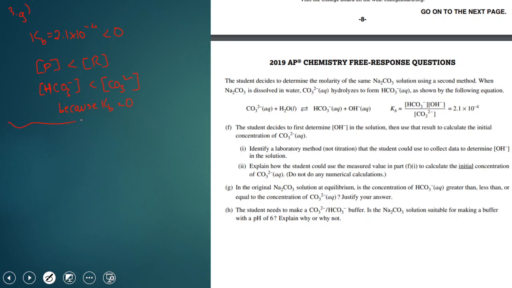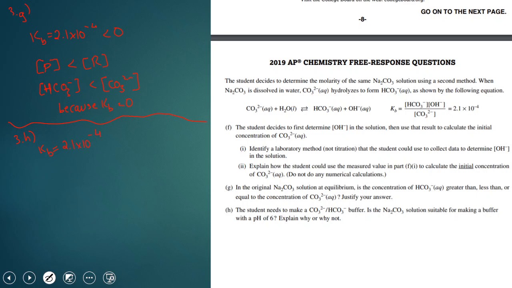Okay, and then going on to 3H, the student needs to make a carbonate and bicarbonate buffer. Is the Na2CO3 solution suitable for making a buffer with pH of 6? Okay, how do we do this? Well, we're given the Kb is equal to 2.1 times 10 to the negative 4.